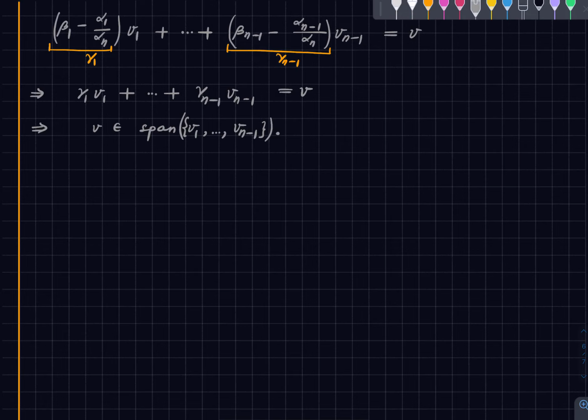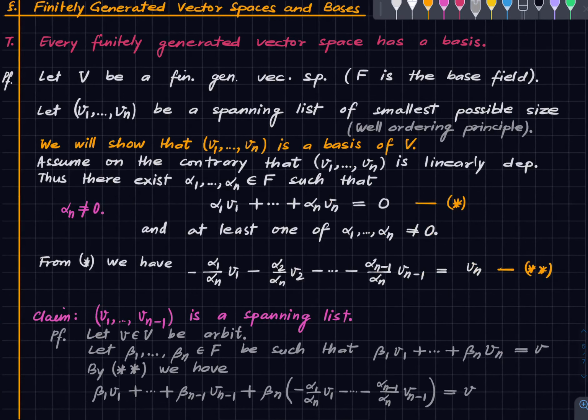Okay, so every finitely generated vector space has a basis, which has a very nice proof, very simple proof, but very nice proof.